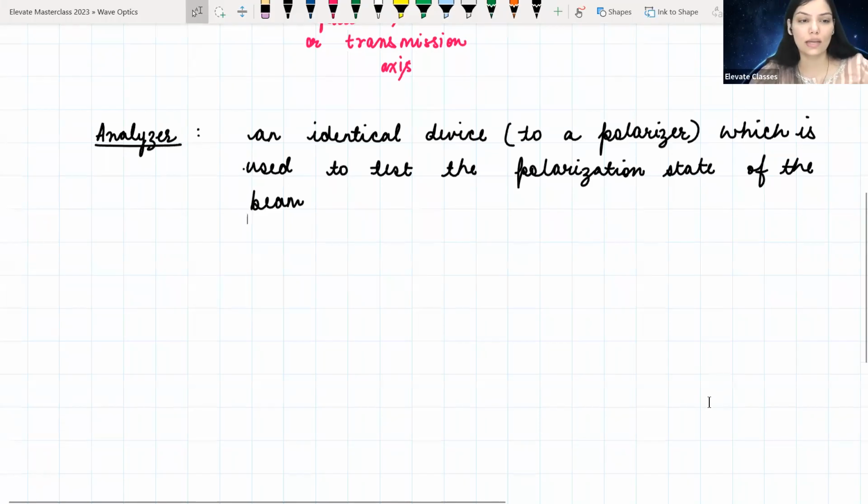So you use another polarizer, and I'll tell you how we find out the state. Now, in order to understand how an analyzer works: an analyzer works on Malus law. So we should know what Malus law is to understand what an analyzer does, okay?